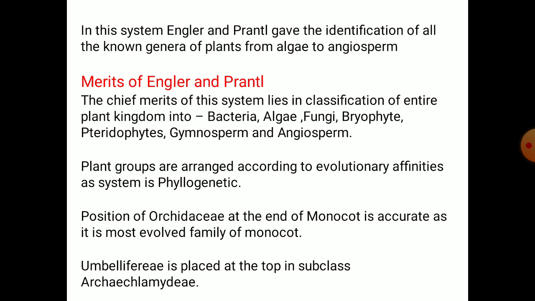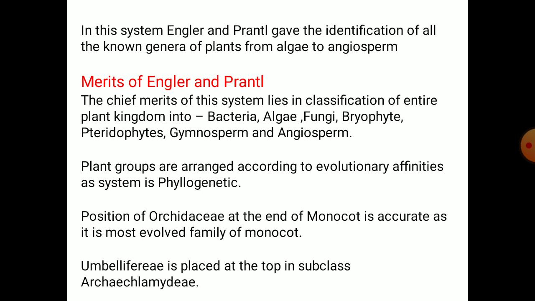The position of Orchidaceae at the end of monocot is accurate, as it is the most evolved of the monocots. Yes, it is right. The Orchidaceae has a wide range of colored flowers. The members of the orchids have colored flowers, while in other monocots there was no colored flower besides the lily. Whatever flowers there are are made conspicuously small in monocots, especially in the Poaceae, the Gramineae, and that is why the orchid is at the end of monocot. Yes, it is right, because it is an advanced condition.